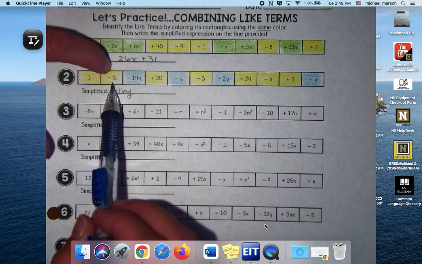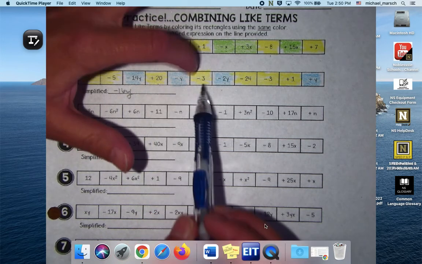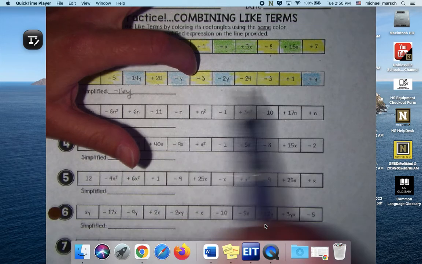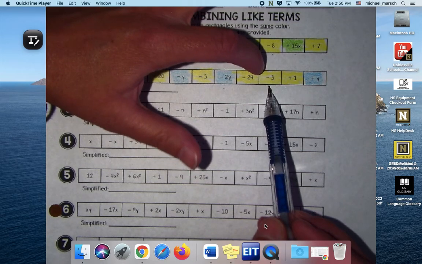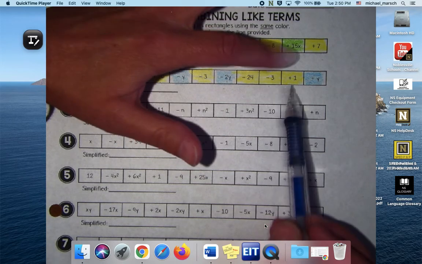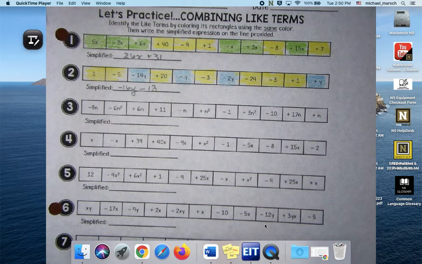1 minus 5, negative 4. Plus 20, 16. Minus 3, 13. Minus negative 24, 11. Minus 3, negative 14. Plus 1, negative 13.